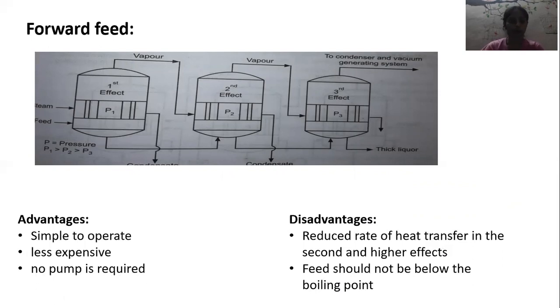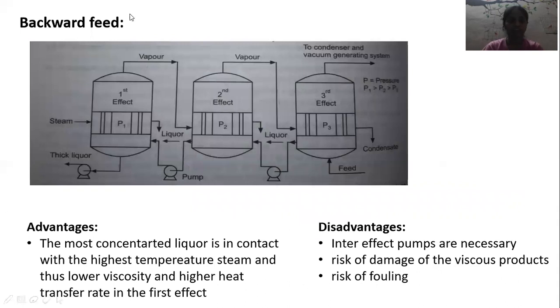So next is backward feed. The name suggests that something is going to be reversed, that is in the opposite direction. So steam and vapor flow in the same direction, but feed is in the opposite direction of the vapor and steam, that is in a counter current manner. So feed is fed to the last effect.